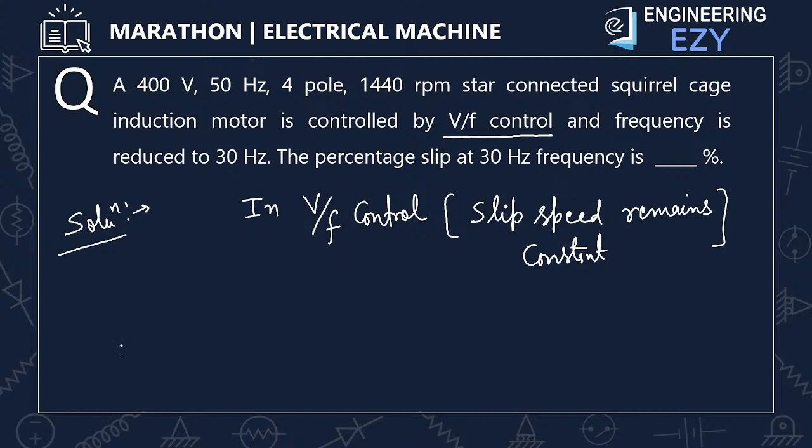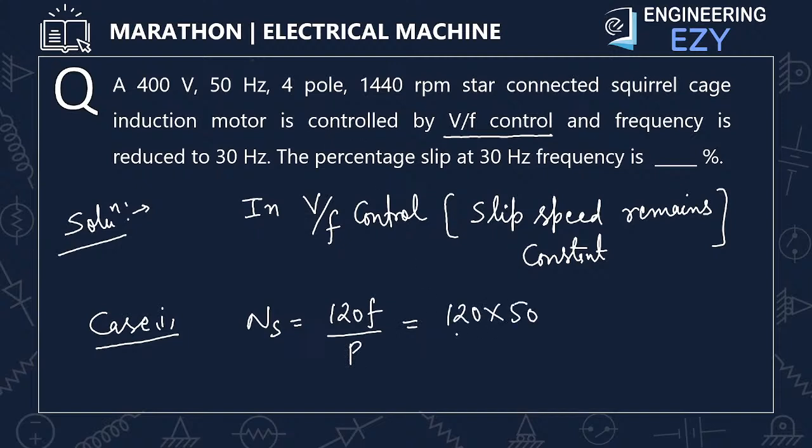So in case 1, I am calculating the slip speed. It is a 4 pole, 50 hertz motor. So synchronous speed Ns is equal to 120 f upon P, that is 120 multiplied by 50 divided by 4. So it comes out to 1500 RPM.